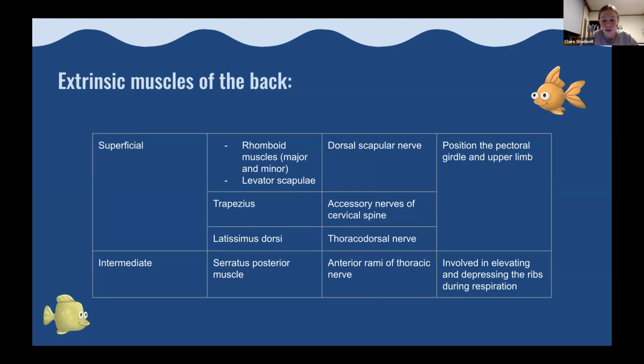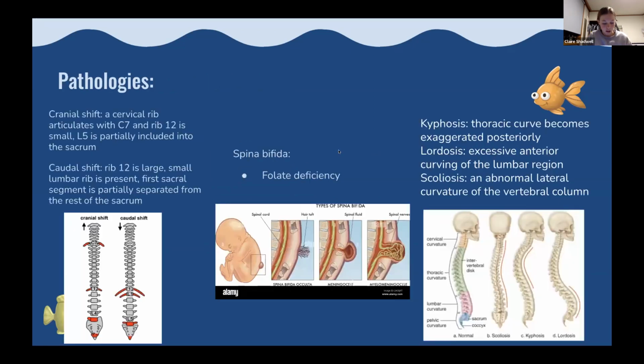For a few pathologies, you can have a cranial shift or a caudal shift in your ribs coming off your vertebra. In cranial shift, the cervical rib articulates with C7 instead of starting on the T1. If you're relating this to pathology, it could cause thoracic outlet syndrome or stuff around there. Whereas in the caudal shift, it's as if they move one down, so rib 12 is large, and then you have a littler rib on L1.